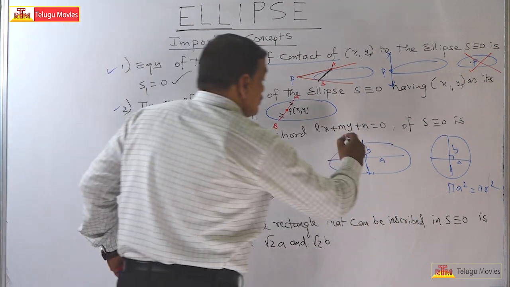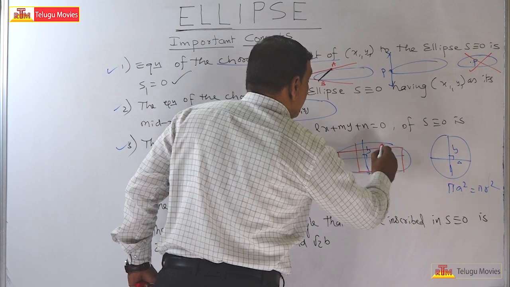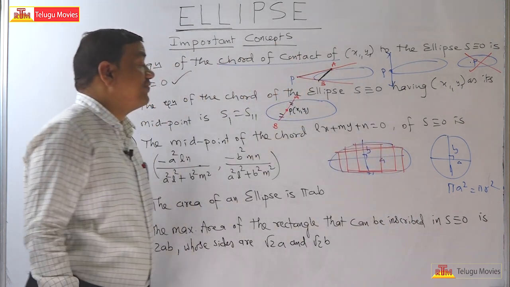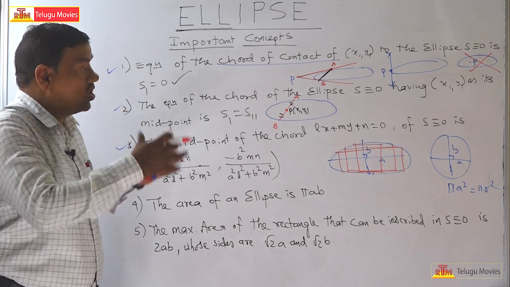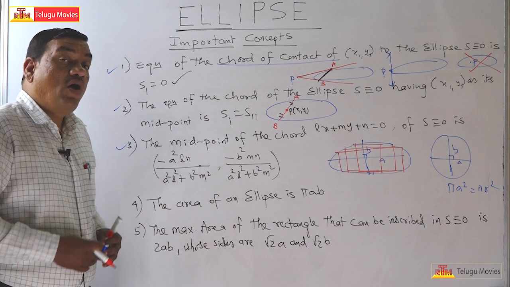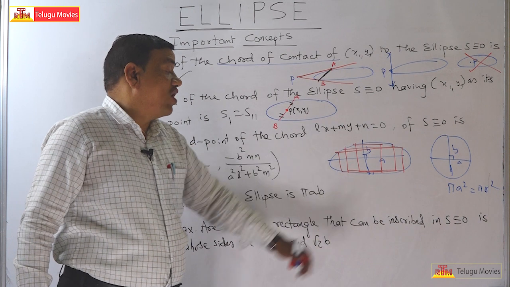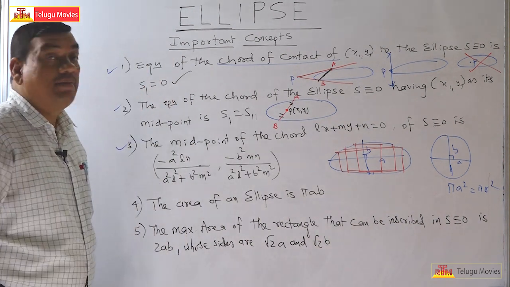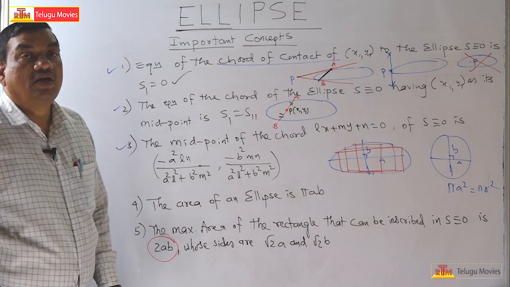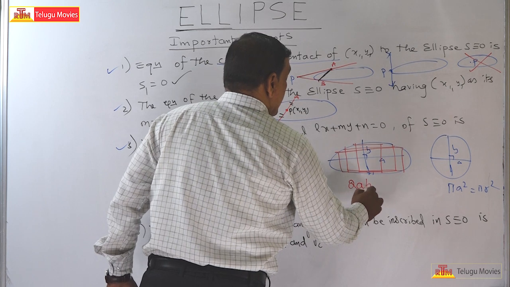For example, this is one rectangle, this is a rectangle, this is a rectangle. So these are all different types of rectangles, and we will get different areas also. Therefore, the maximum area of the rectangle that can be inscribed in S equal to 0 is 2AB. Maximum rectangle is 2AB.